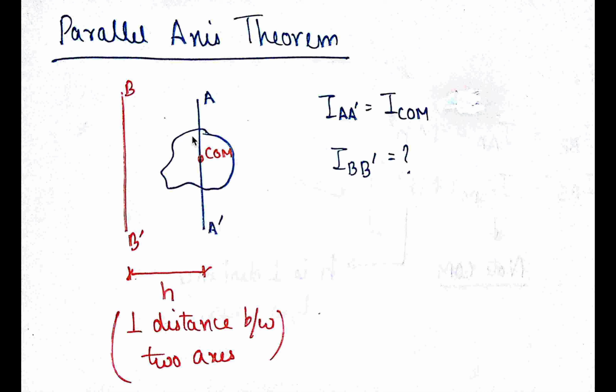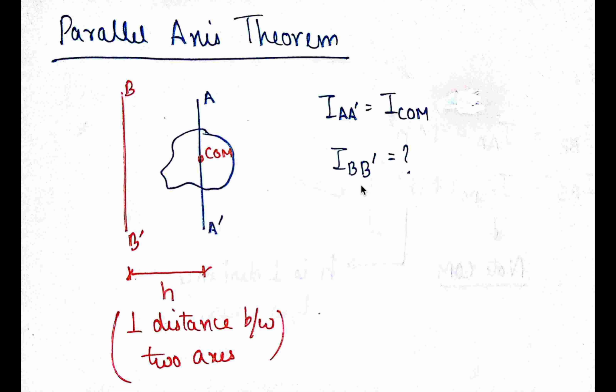The parallel axis theorem says that a body is given to you, with the center of mass at this point, and an axis A A dash is passing through the center of mass. The moment of inertia of the body about this A A dash axis will be equal to I A dash, which is also equal to I com, that is the moment of inertia about an axis passing through the center of mass.